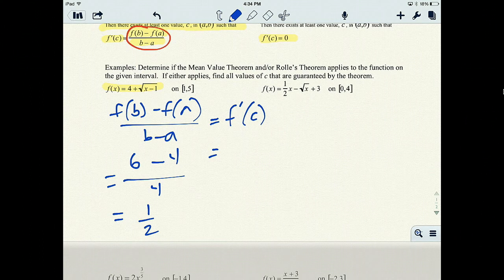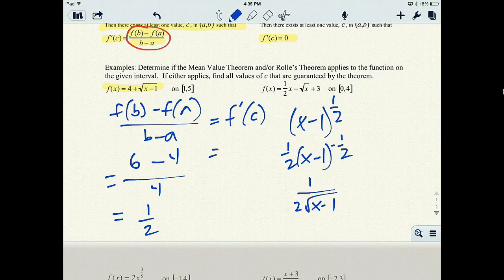Derivative of x minus 1, some of you don't know what the derivative of x minus 1 is, so I'll convert it into x minus 1 to the half power, which is half x minus 1 to the negative half, or 1 over 2 square root of x minus 1. Okay? So basically what I'm telling you is that there has to be, I'm going to plug this back into my formula, 1 over 2 square root of c minus 1.